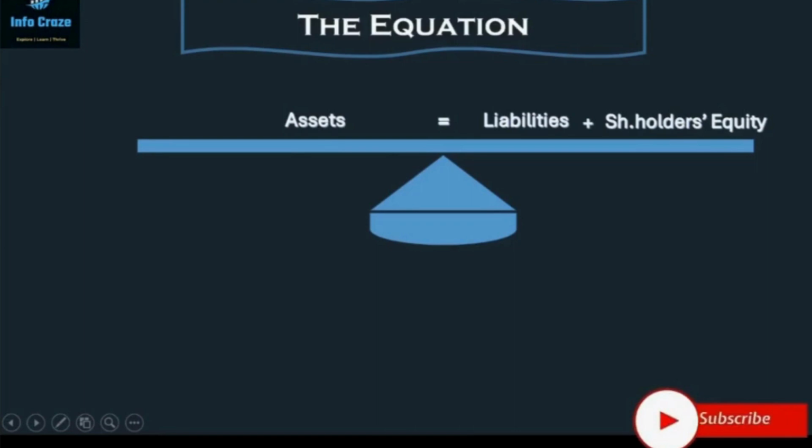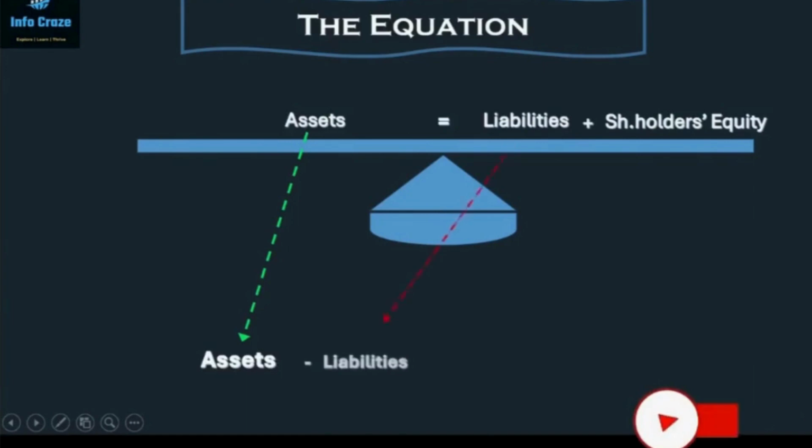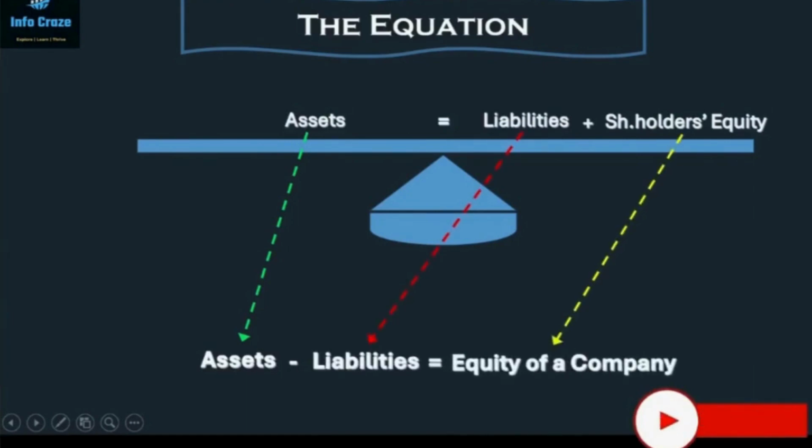It is more like a seesaw and it should balance. For some reason, if both the sides are not same, that means there is some problem in the balance sheet and you need to find out the error. In other words, we can also show it like this: assets minus liabilities is equal to the equity of a company. Whereas this assets minus liabilities is also called the net worth of a company.